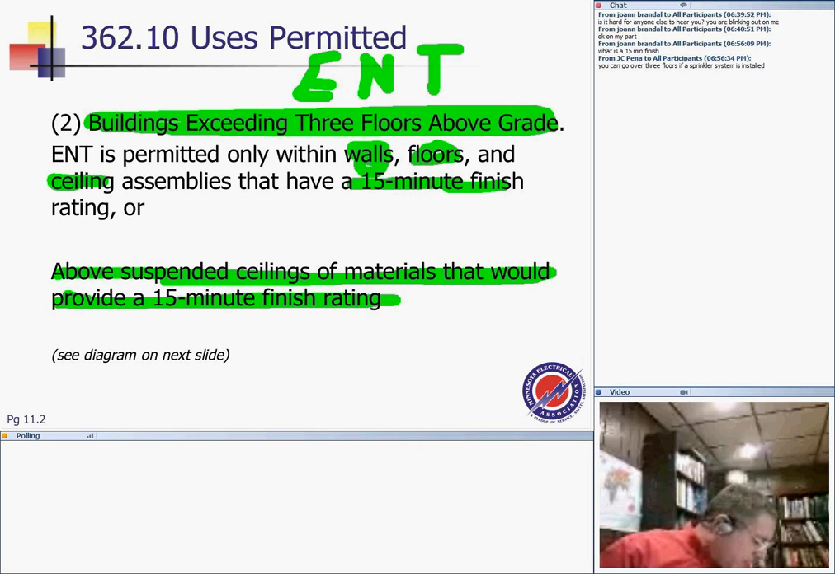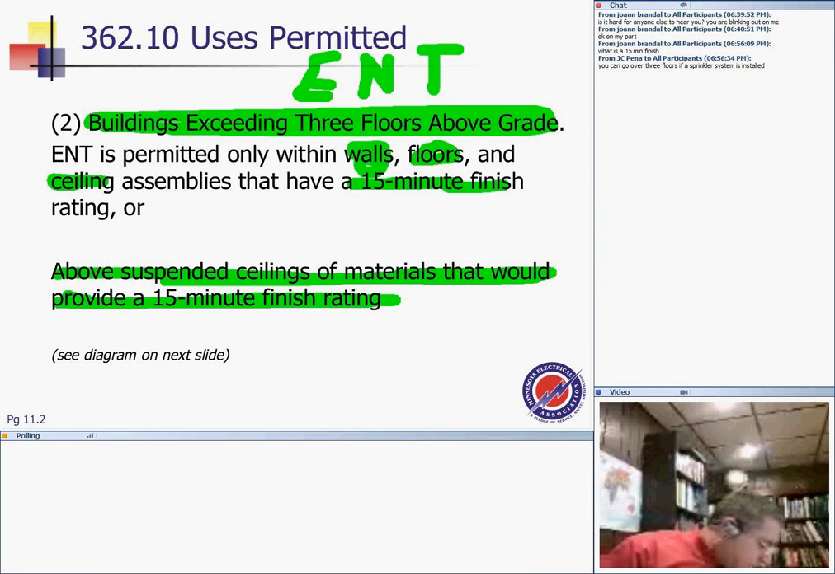It says where a sprinkler system is installed in accordance with the NEC 2011 standards for the installation of sprinkler systems, the ENT shall be permitted to be used within floors and ceilings, exposed or concealed, in buildings exceeding 3 floors above grade. So ENT shall be permitted to be used on walls, within walls, floors and ceilings, exposed or concealed in buildings exceeding 3 floors.